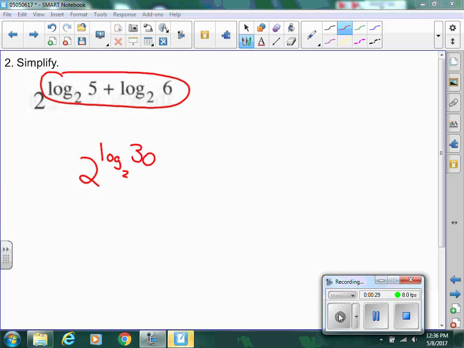So I can combine the 2 logarithms into one logarithm with the argument of 30 instead of 2 with the 5 and the 6. I just had to multiply the arguments. That's all I had to do. When you add, you multiply. When you subtract, you divide, which we usually represent as a fraction.